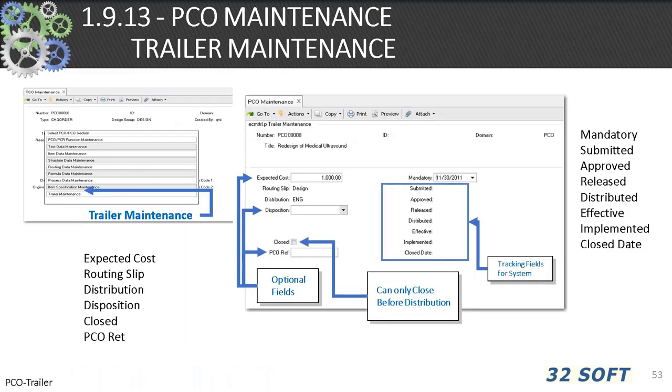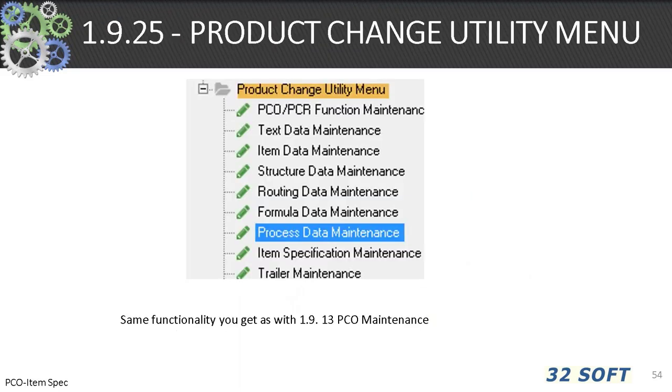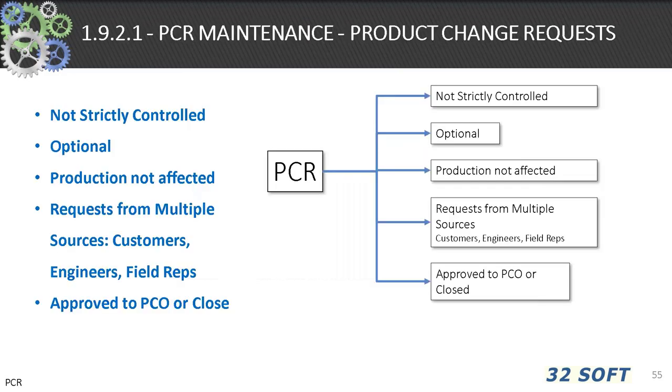The last portion of the PCO you must be concerned with is the trailer of the record. Here are the tracking dates for the system, such as the date submitted, approved, released, distributed, effective, implemented, and closed. Remember, a closed PCO cannot be modified or processed, and you can only close before release and distribution. The same process found in the product change control module request is accessible through the 1.19.25 product change utilities menu. This may be a little easier to adapt to. Again, personal preference. They all do the same thing and get you to the same place.